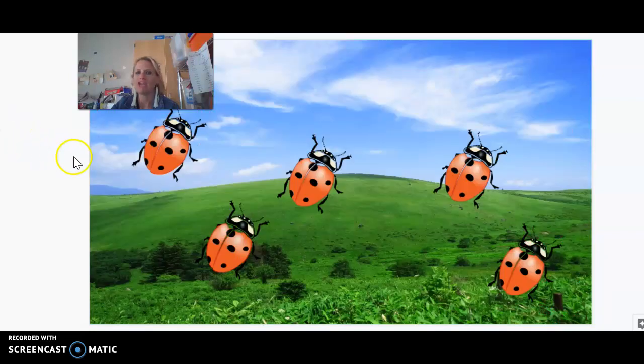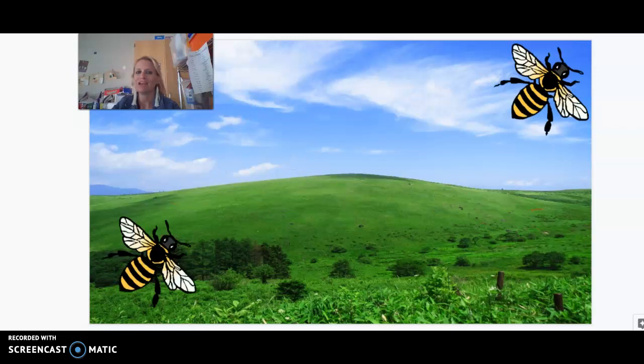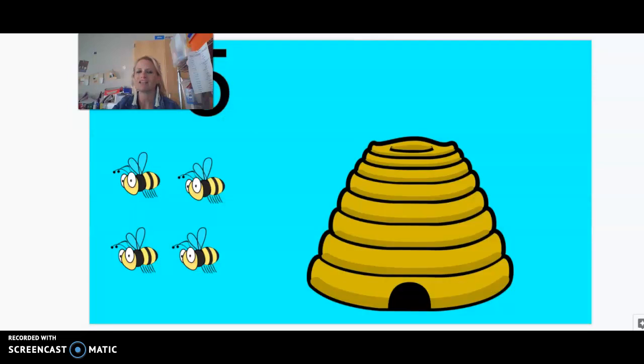All right, I changed these around a little bit. Subitizing bugs. How many do you see? 1, 2, 3, 4, 5. There are 5. How many do you see? 3. How many bees do you see? Just 1. Good. How many bees do you see here? 2.